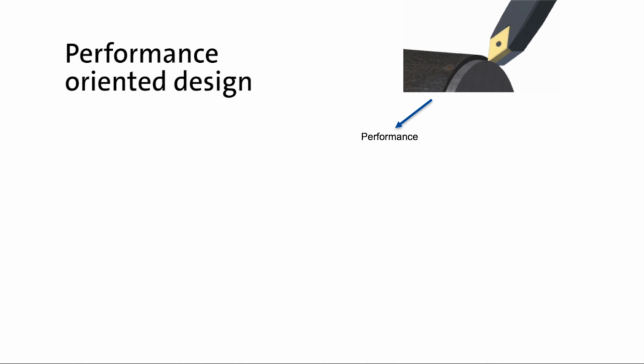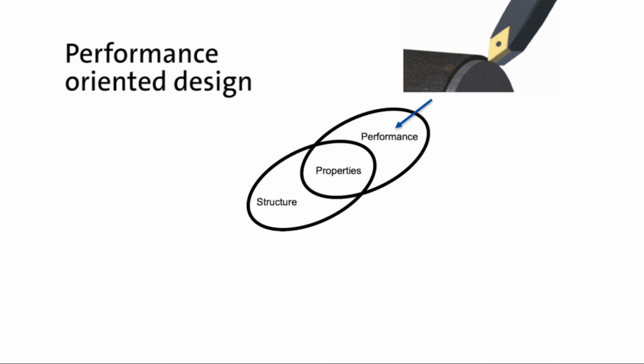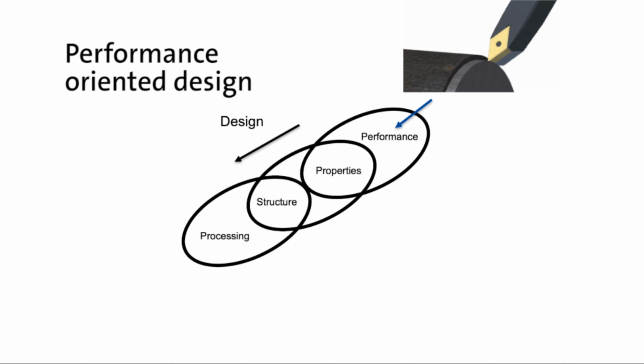Starting our design from the performance allows us to deduce the material's properties that are needed to achieve the performance, of course. From here we can follow up into the material's microstructure, and we can understand what microstructure we need to achieve the properties. And finally, of course, the processing. We want to understand what processing we have at hand in order to achieve the microstructures in the material that are then connected to the properties and performance.